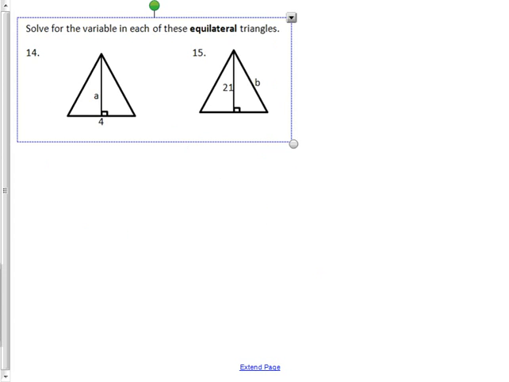All right, one more, and I think, nope, one more after that. Okay, so in this little section, we have problem 14. Solve for the variable in each of these equilateral triangles.